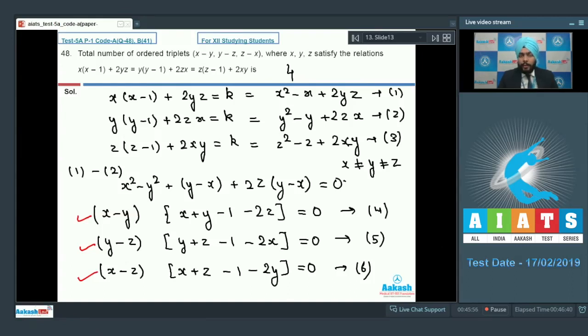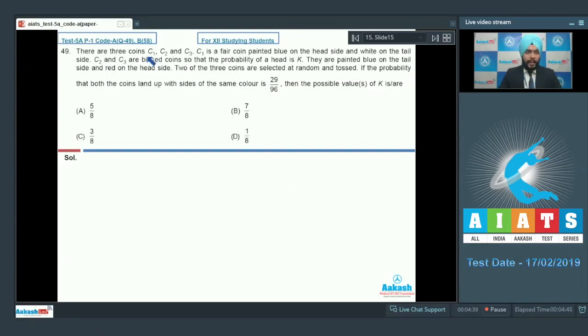So let us move on to the next section, which contains multiple correct type questions. Starting with the next section, we have question number 49, which says that there are 3 coins C1, C2 and C3. C1 is a fair coin painted blue on the head side and white on the tail side. C2 and C3 are biased coins so that the probability of a head is K. They are painted blue on the tail side and red on the head side. 2 of the 3 coins are selected at random and tossed. If the probability that both the coins land up with sides of the same color is 29 upon 96, then what are the possible values of K?